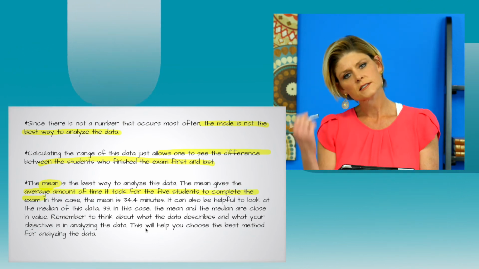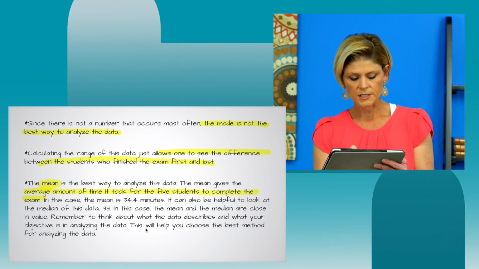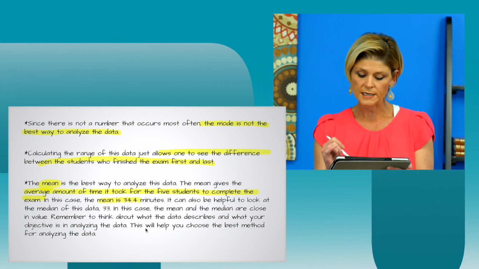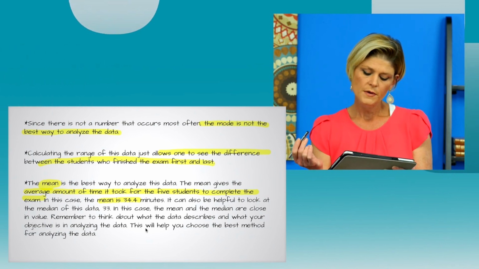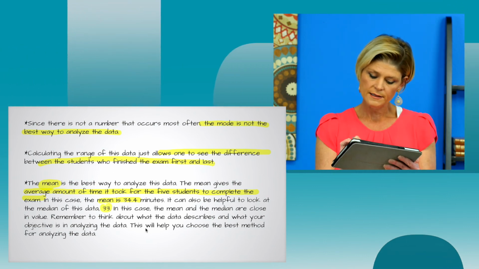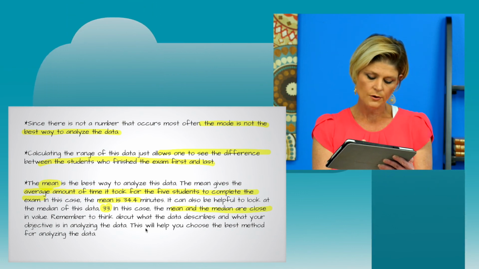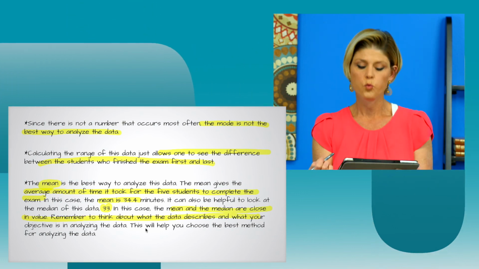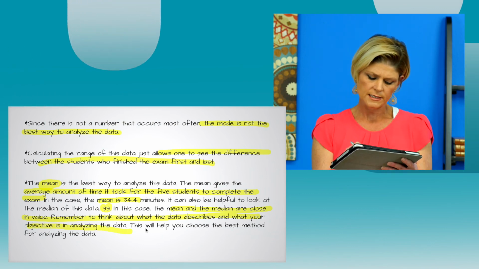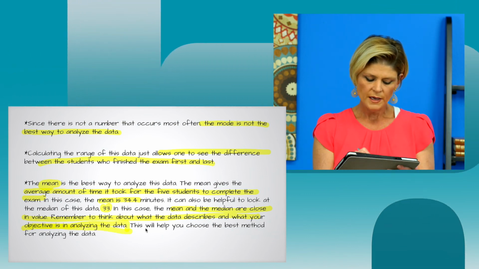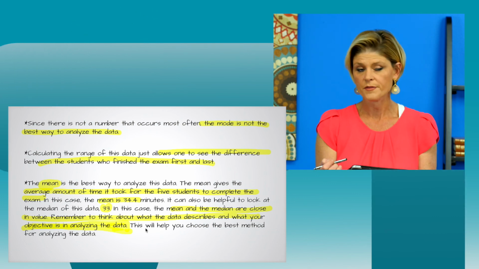Okay. So in this case, the mean, they give it to us, is 34.4 minutes. And it could also be helpful to look at the median of this data, which is 33. So in this case, the mean and the median are close in value. Remember to think about what the data describes and what your objective is in analyzing the data. That's a really key skill. And that's going to help you choose the best method for analyzing your data.